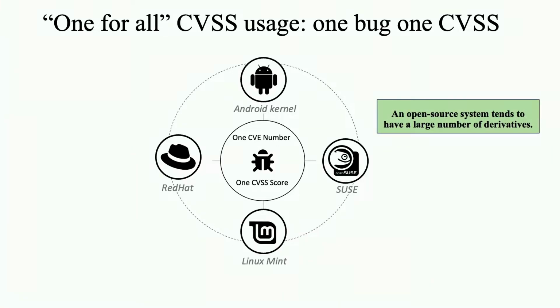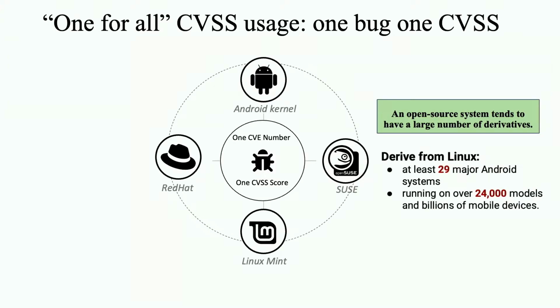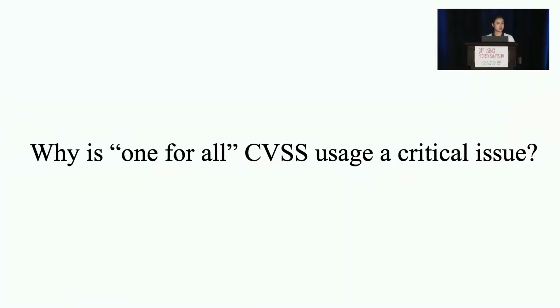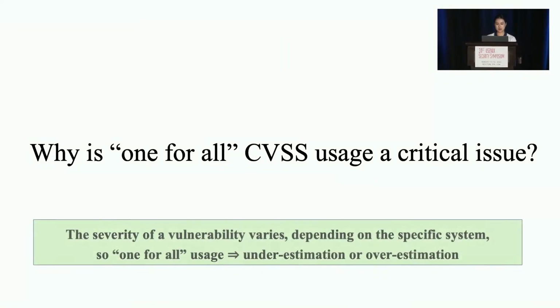An open source system tends to have a large number of derivatives. Take Linux as an example. There are at least 29 major Android systems running over like 24,000 models and billions of mobile devices. So why is one-for-all CVSS usage a critical issue? A vulnerability often has a different severity in a derivative system compared with that in the original system. Hence, the one-for-all usage will result in either underestimation or overestimation of the severity of the vulnerability.